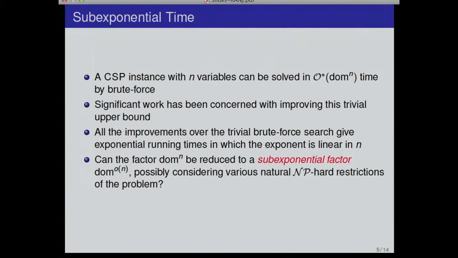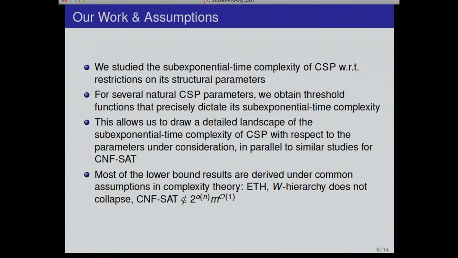Okay. So a natural question to ask is, can this exponential term, domain size to the number of variables, be reduced to a subexponential factor, meaning domain size to the little-o of the number of variables, possibly considering various natural restrictions on the CSP problem. This is what we try to do: we investigate the subexponential time complexity of CSP with respect to some restrictions and some of the structural parameters that I already described earlier.